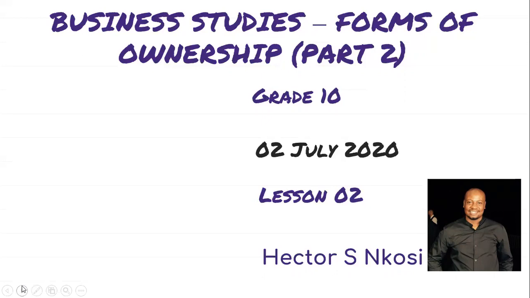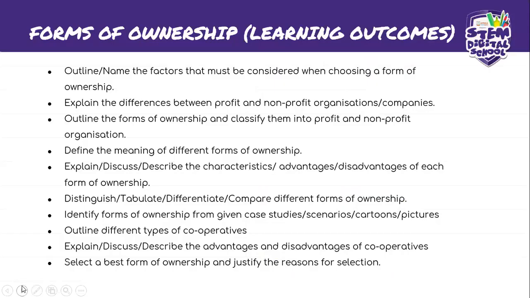Okay, now let's look at these few things. Yesterday, we looked at the forms of ownership, and you need to know these learning outcomes, meaning that by the end of this lesson, boys and girls, you need to be able to do these things. So learning outcomes are the things that you need to know by the end of this chapter. So please make sure that you familiarize yourself with these learning outcomes and you know what is required from you after this chapter. I did explain these learning outcomes in detail yesterday, but for those who have just joined us, I'm just going to highlight them again.